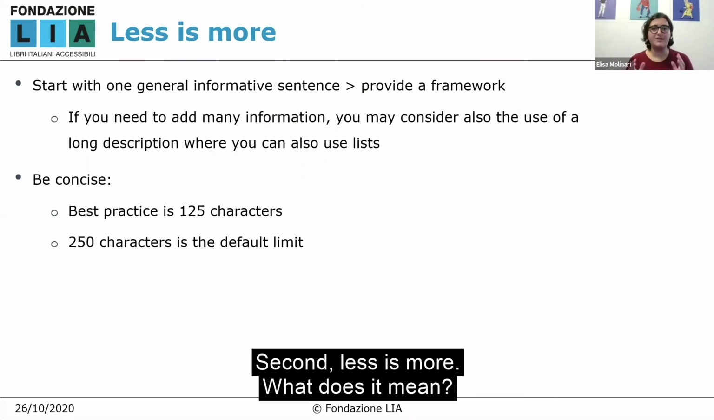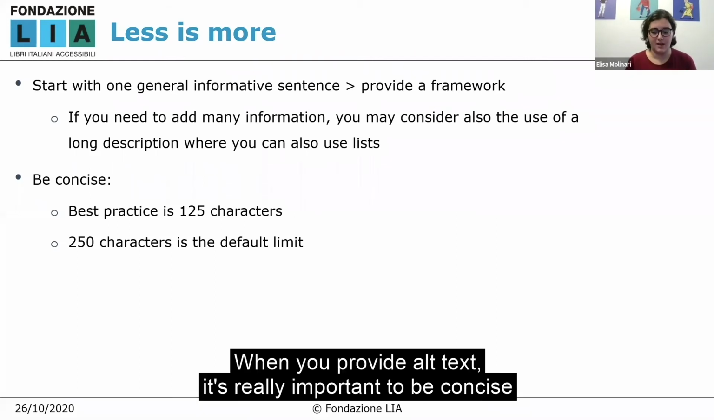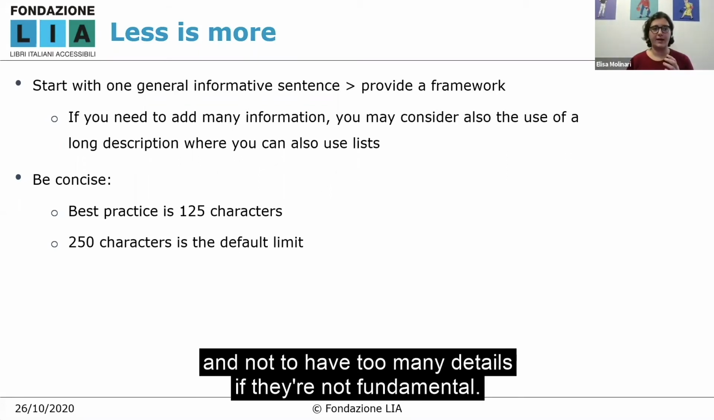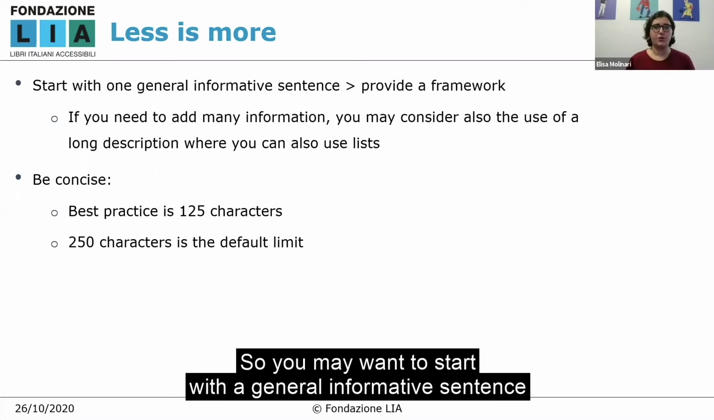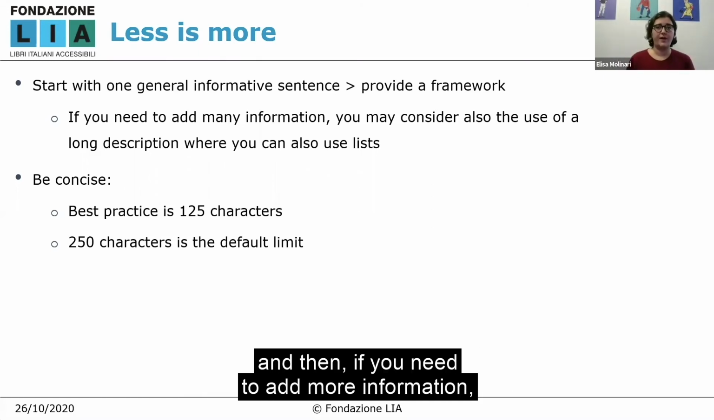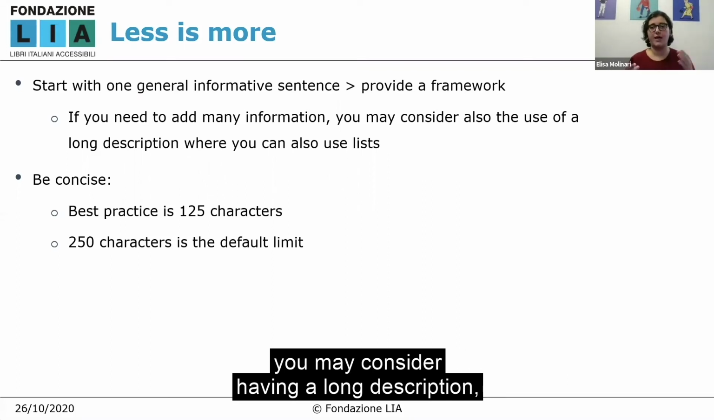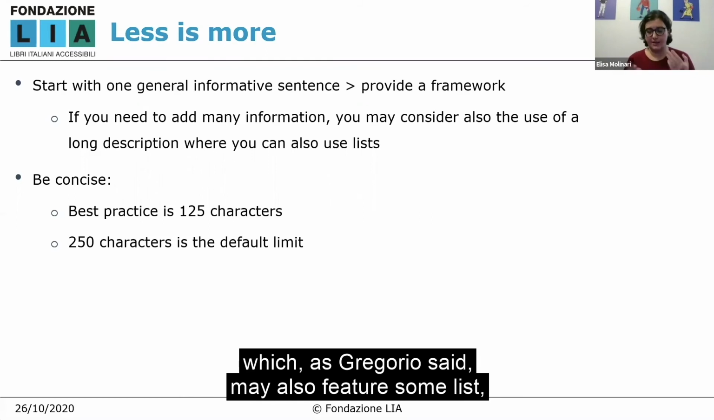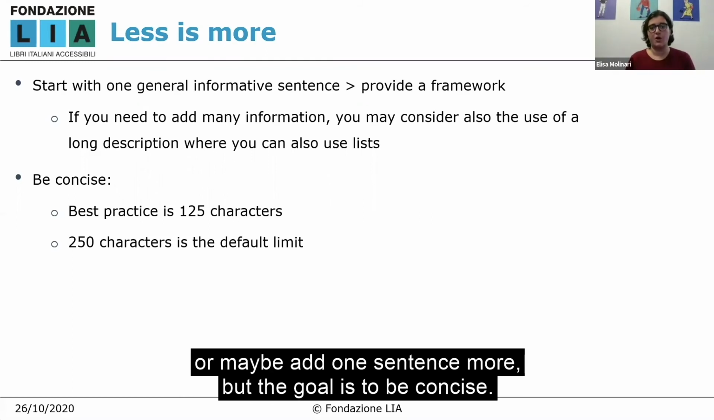Second, less is more. What does it mean? That when you provide alt text, it's really important to be concise and not to have too many details if they are not fundamental. So you may want to always start with a general informative sentence which provides, let's say, the framework. And then if you need to add more information, you may consider to have a long description, which, as Gregorio said, may feature also some lists, or maybe add a couple more sentences. But the goal is to be concise.